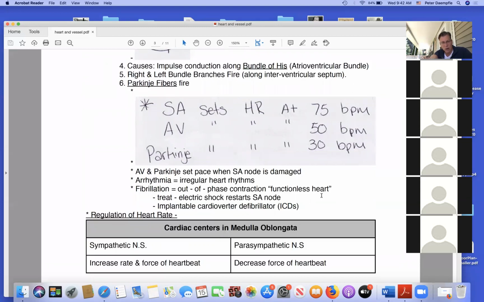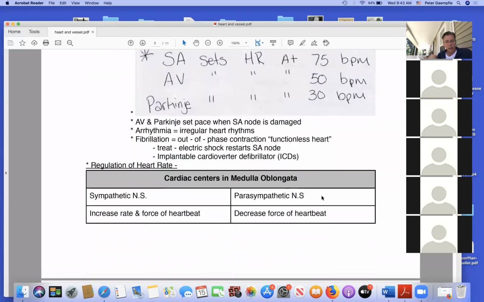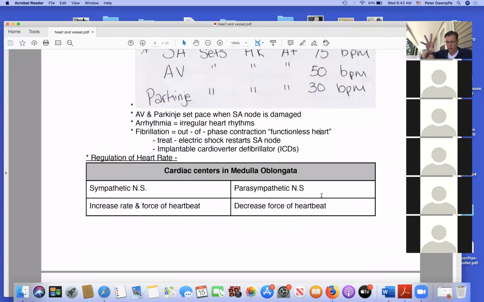Now, if you have a problem with the electrical conductivity of the heart, we say that it's a heart block. That means we're blocking some of the electricity. And a pacemaker is what's implanted in order to increase the heart rate. The AV node sets the heart rate, everyone. The AV node sets the heart rate if the SA node is damaged or blocked. And that itself beats at 50 beats per minute. If both are damaged, SA and AV node, then the Purkinje fibers set the beat, and that's 30 beats per minute. So that is what sets the heart rate within the heart.